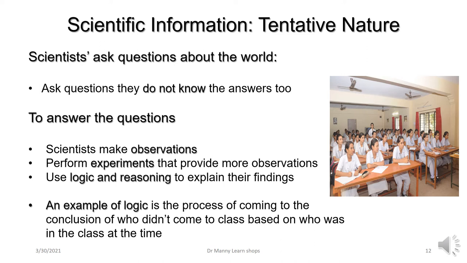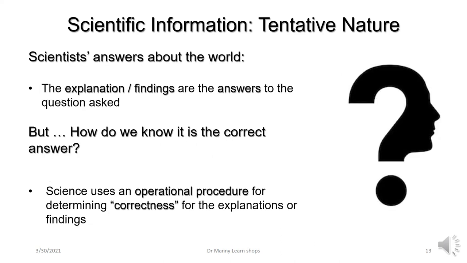And scientific information has got a tentative nature. As I mentioned previously, scientific information is considered to be tentative in nature. It's not absolute. However, scientists use this information to answer questions about the world that they have. The explanation and findings are the answers to their questions, but everybody asks, how do we know it's the correct answer? And science uses a very rigid, structured, operational procedure to determine correctness through the explanations of their findings.